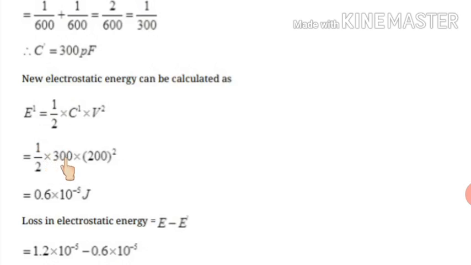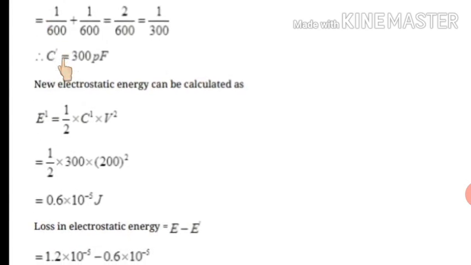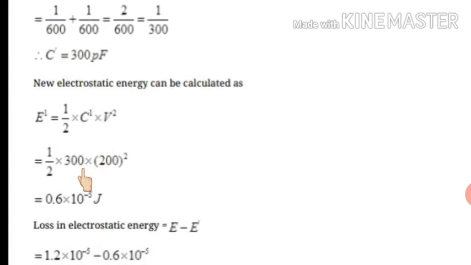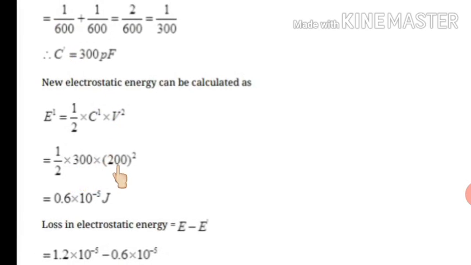Okay, so it will be half, and what is the value of the new capacitance? It is 300 picofarad. So this C dash is replaced by 300, voltage will be 200 only. So when we solve it, finally the new energy will be 0.6 into 10 to the power minus 5 joule.